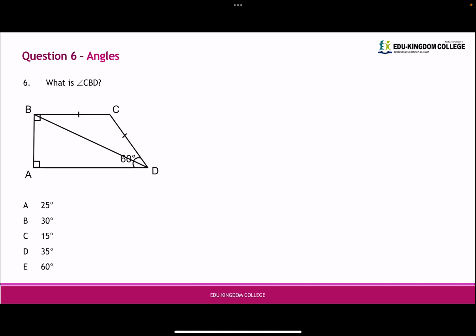All right, CBD. Before we look at the triangles, we should look at this quadrilateral first. The angle sum of a quadrilateral is 360 degrees. We have 90 here and 60 here. So minus 90, minus 180, minus 60 should give us this angle here. 360 minus 180 is 180, minus 60 equals 120 degrees. So this angle here is 120 degrees.